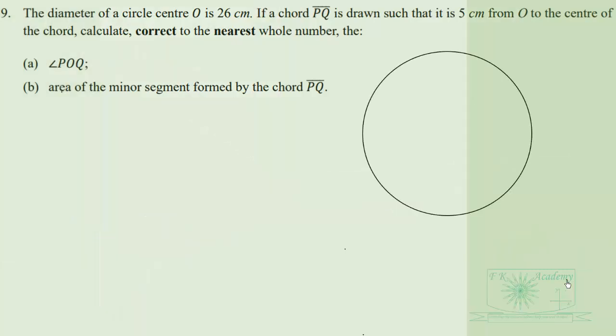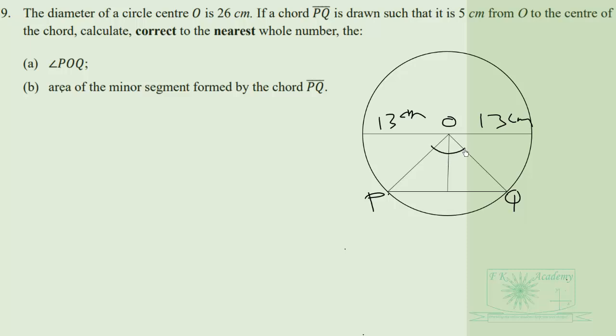So we can draw the diagram like this. Here is a circle. The diameter is 26, so this is 13 centimeters. The center is O, and we're told that a line PQ is drawn 5 centimeters from O to the center of that chord. So this is called PQ. Now we want to find the angle POQ, this angle here.